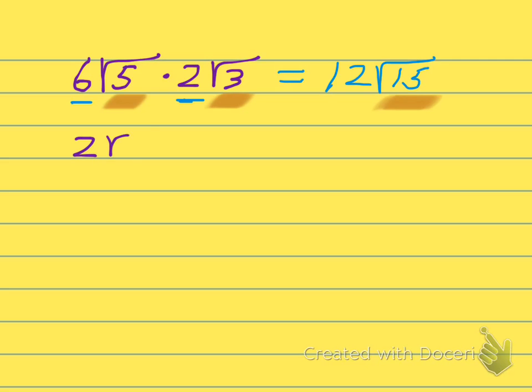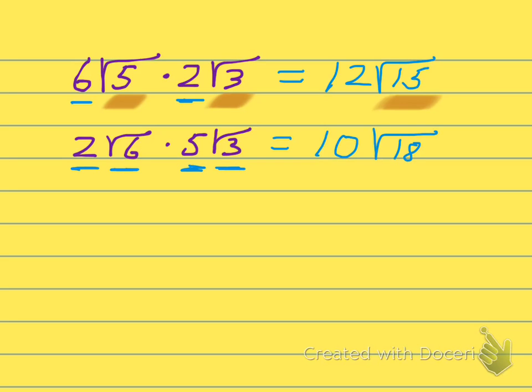Here comes 2 square root of 6 times 5 square root of 3. So once again, we're going to multiply the 2 and the 5, the front numbers, the coefficients of the radical, which is 10. And we're going to multiply the square root of 6 and the square root of 3, which gives us the square root of 18.